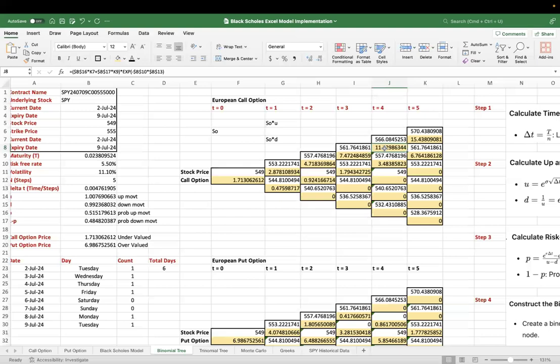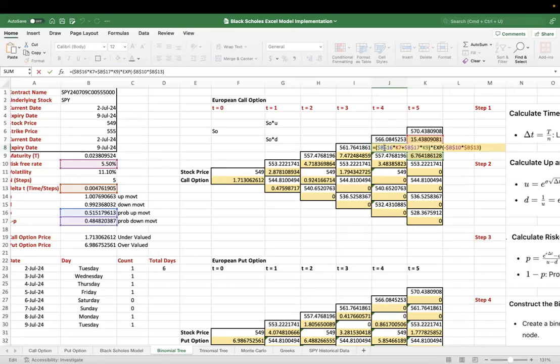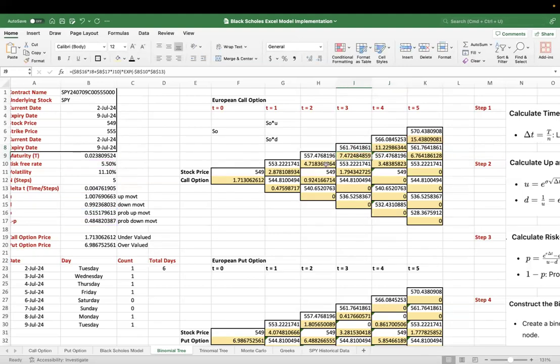For back propagation, we use the formula that we derived from the derivation: p times fu plus 1 minus p times fd, and this whole multiplied by exponential of minus r delta t. Similarly we will back propagate and finally arrive at the option price.